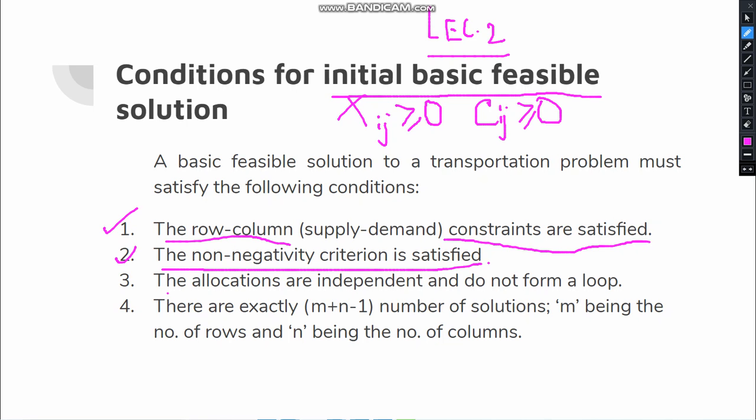Next, the allocations are independent of each other and they do not form a loop. This is the main attraction of this lecture today. What do we mean by a loop and how is it formed? How do we break the loop? What happens when a loop is found in the initial basic feasible solution? This is what we'll be discussing today. And there are exactly m plus n minus 1 allocations.